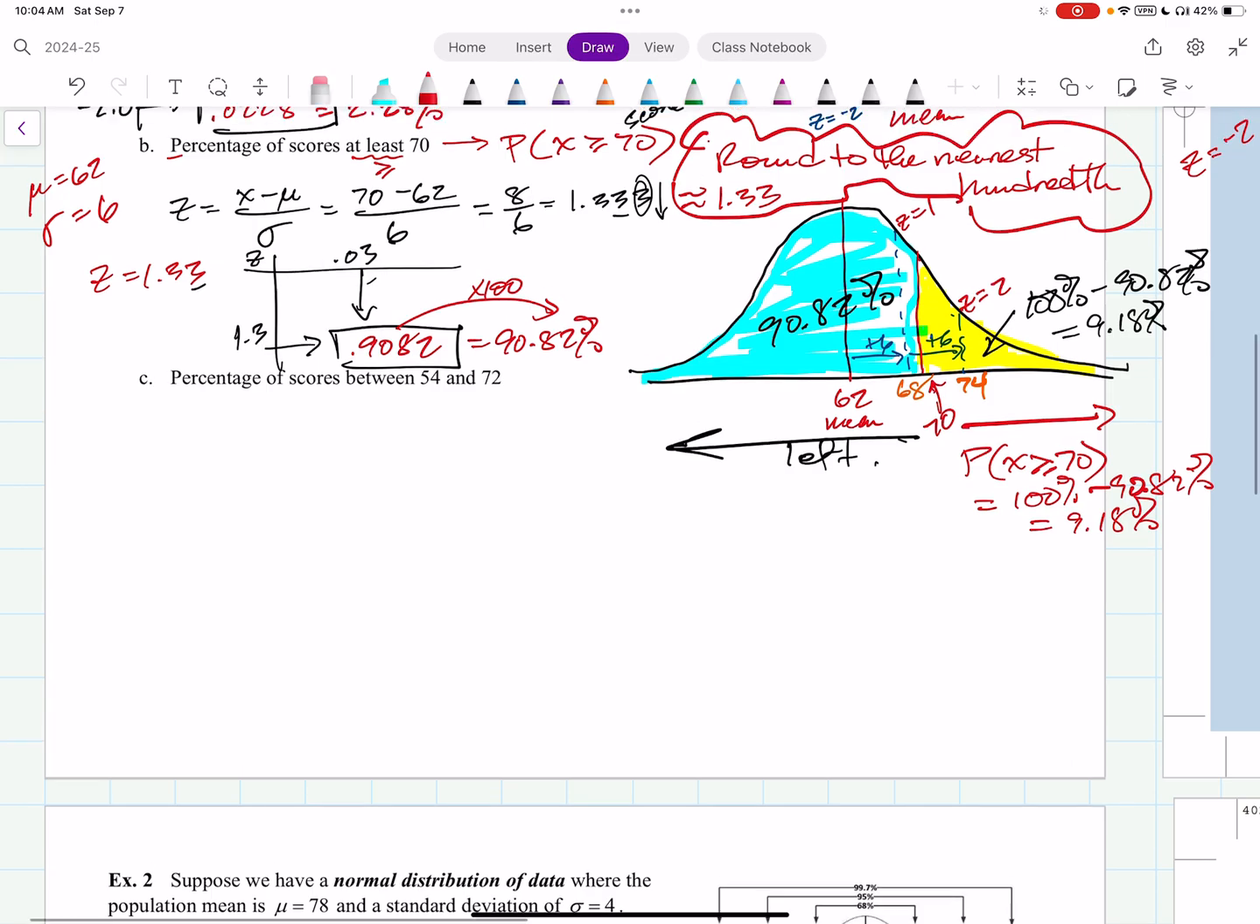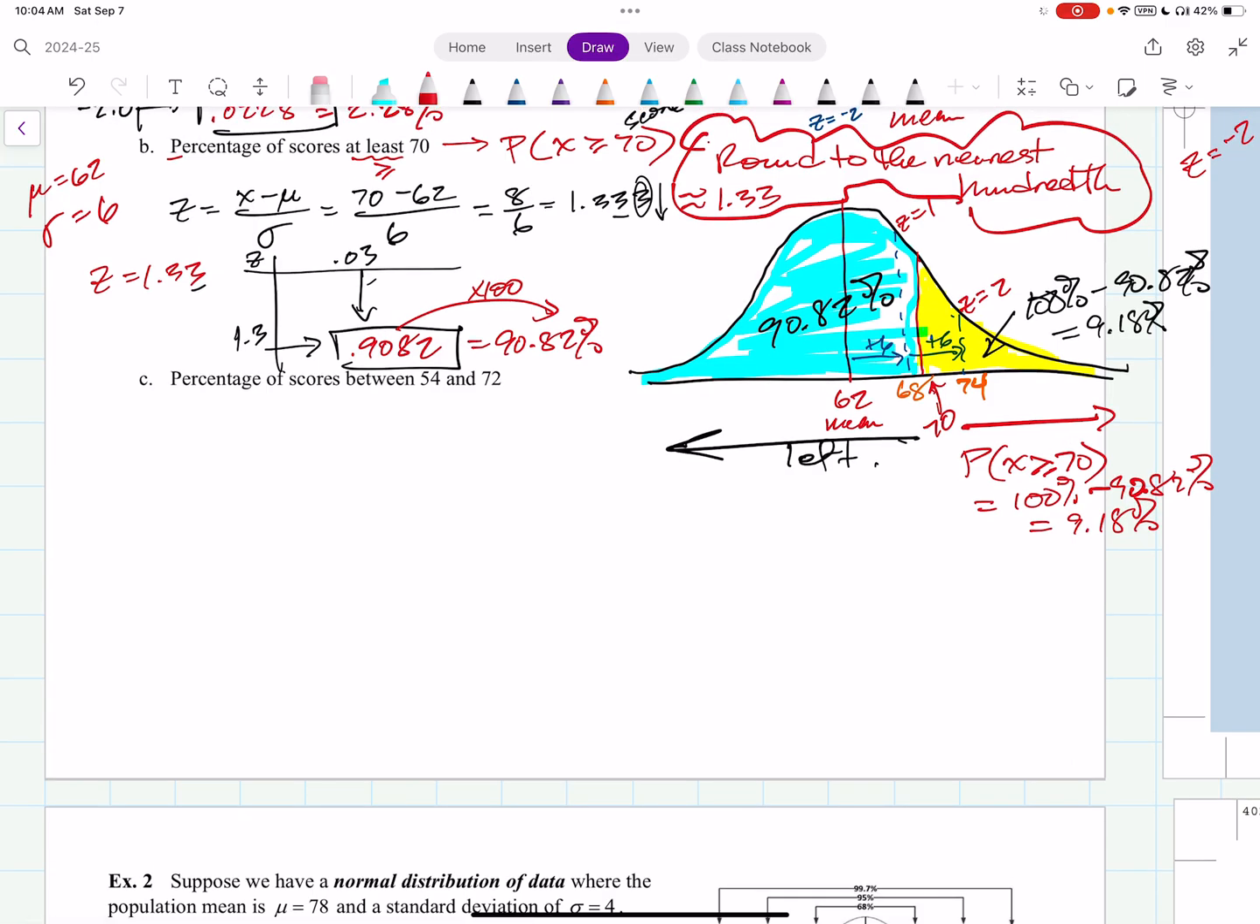On this one, we're trying to find the percentage of scores between two values, 54 and 72. The way you write that mathematically is the percentage of scores that are between 54 and 72. If you're between 54 and 72, x has to be between these two, so we use a compound inequality there. So how do you do that? Well, let's get a strategy going.